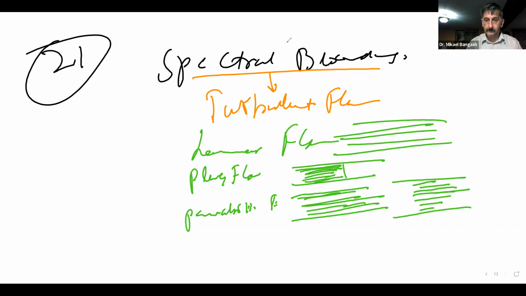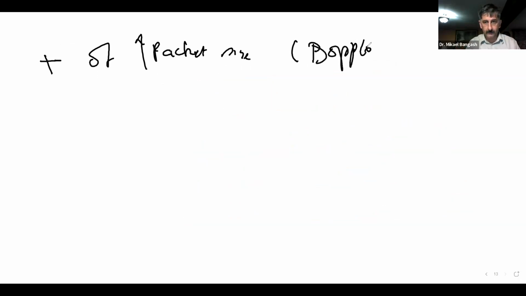Question 22. A little weird question, but okay. Which of the following is an advantage of a greater packet size? Please keep in mind, guys, that's what we call a Doppler packet. We also call it packet.